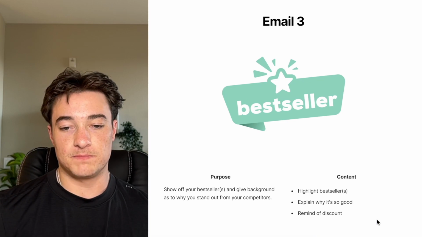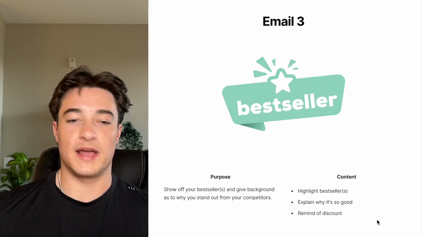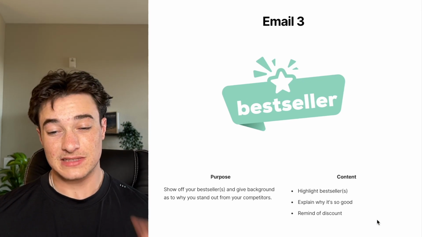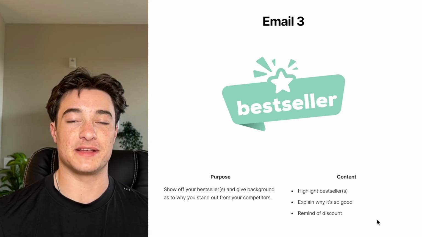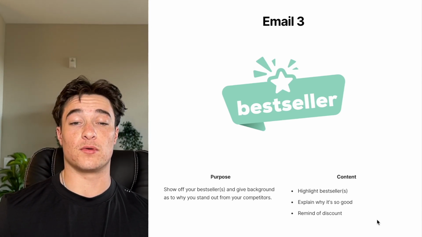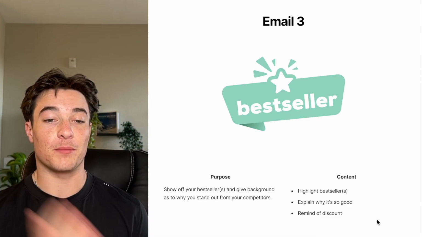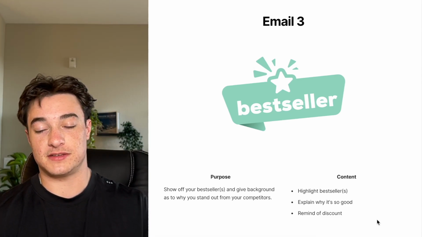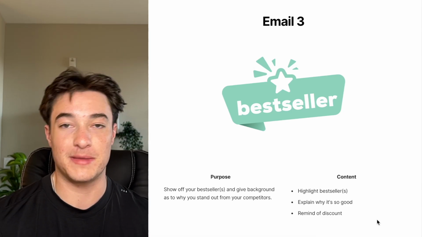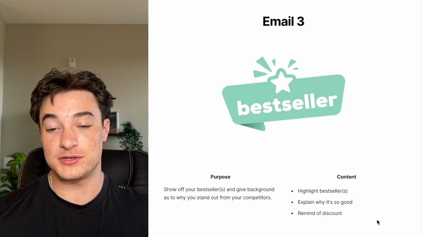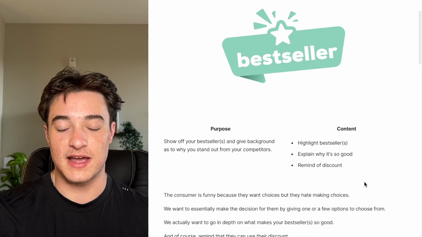Bestsellers email: show off your bestsellers and give background as to why you stand out from your competitors. Content, super simple. We're just going to highlight a bestseller, explain why it's so good, and then of course remind of the discount. All of these emails, we are reminding of the discount. People need to be reminded. One of my biggest pet peeves is when people have welcome flow emails that don't mention the discount. Why would you not mention the discount? We want to remind them every single time.